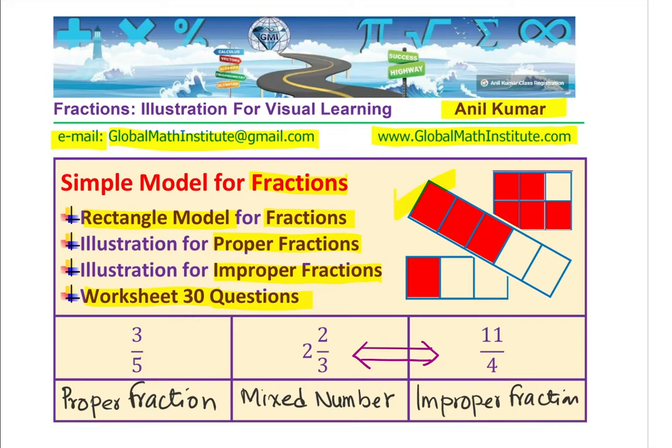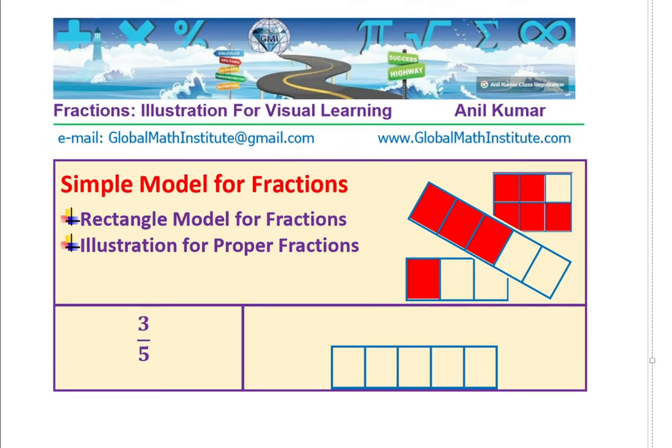Right, so that's also very interesting. So let's begin with our model to illustrate the fractions. We call this a rectangle model for fractions. Illustrations really help to grasp the concept very easily. So 3 out of 5 means you take a piece which is a big rectangle here and it is divided into 5 equal parts. So 5 means this portion. So that is 5 equal parts.